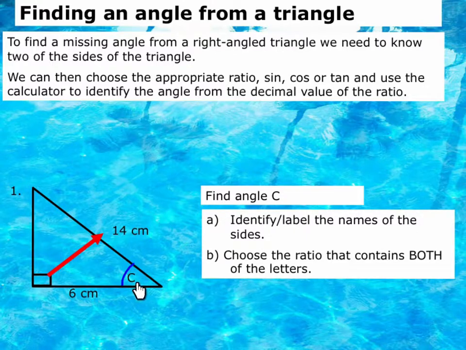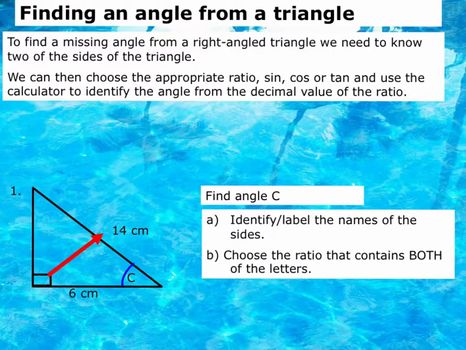To find angle C right here, we are first going to identify and label the names of the sides, and we're finding angle C, which means angle C is our chosen angle. And then we have to choose the ratio that contains both of those letters. So let's discuss a little bit what I'm talking about here. Let's look at part A first. For part A, I need to identify and label the names of the sides. If we're looking at angle C, then what is right next to angle C, touching angle C, is going to be our adjacent side.